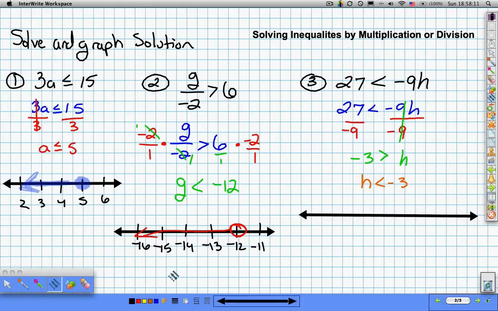So now I'm going to graph it. Since h is less than negative 3, we'll go negative 2, then we'll start to decrease it here. Since it's less than, it's going to keep getting more and more negative. So h is less than negative 3, therefore it's going to be an open circle and it points to the left.